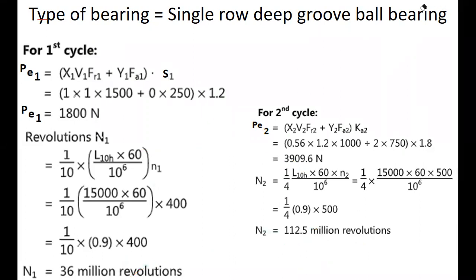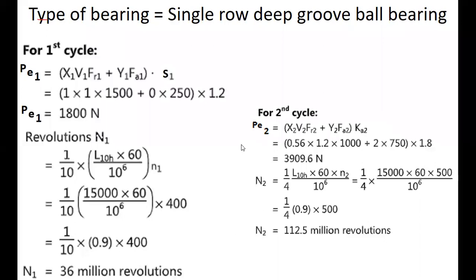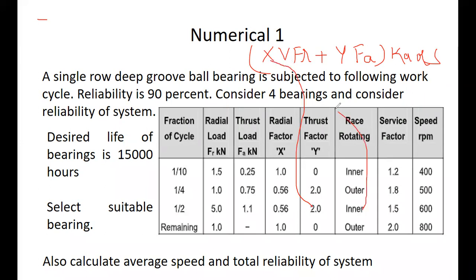Same way, we will do it for cycle 3. Let us see what values are given for cycle 3. The value of this is X, V, FR plus Y, FA into K, A or S, whatever you write down. X, you can see it is given 2. Inner race rotates, so we will take this as 1.